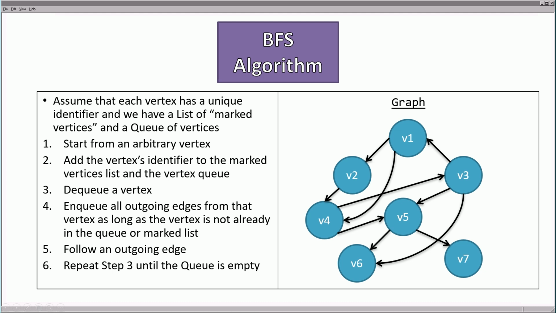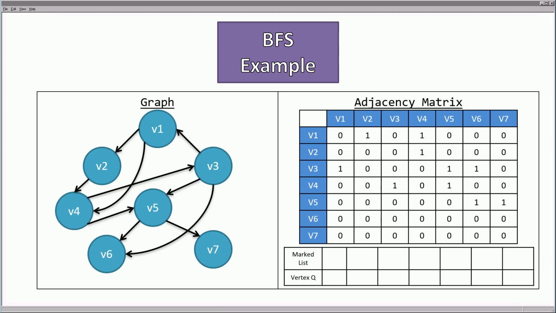More specifically, we start from an arbitrary vertex just like before. We add the vertex's identifier to the marked vertices list and to the vertex queue. We then immediately dequeue a vertex. We then enqueue all outgoing edges from that vertex as long as the vertex is not already in the queue or the marked list. Once we have done that, we follow an outgoing edge, and then we repeat step 3 until the queue is completely empty. Now seeing this in practice, we once again have the same graph and the same adjacency matrix. Below here, we have the marked list and the vertex queue.